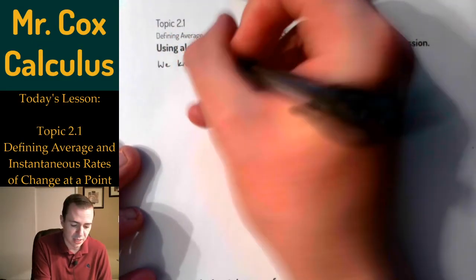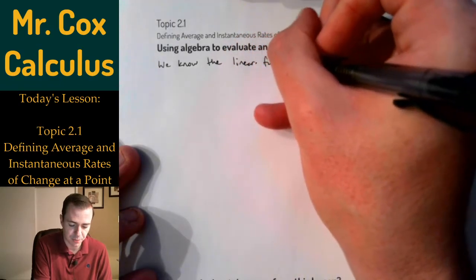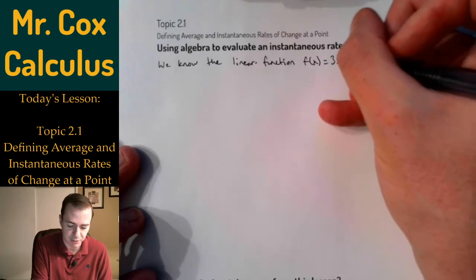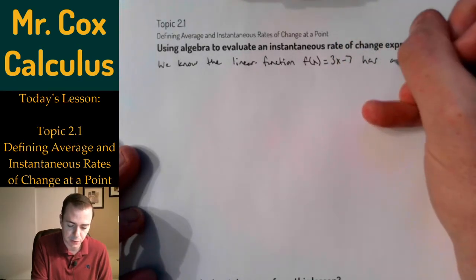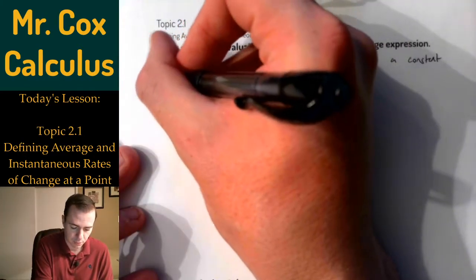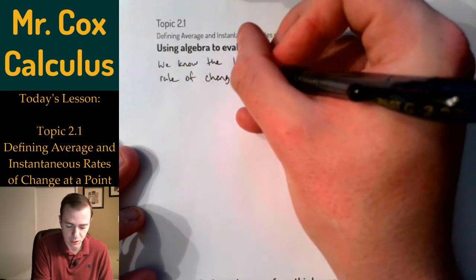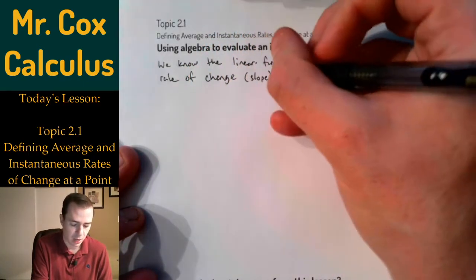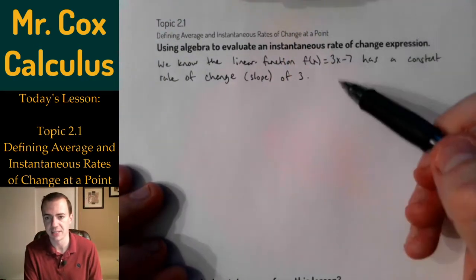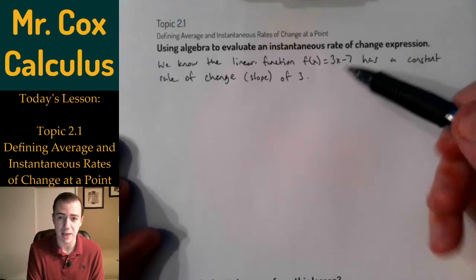So we know the linear function f of x equal to 3x minus 7 has a constant rate of change or slope of 3. You know that from your very first algebra days. This line has a y-intercept of -7, slope of 3. You could graph it in your sleep.